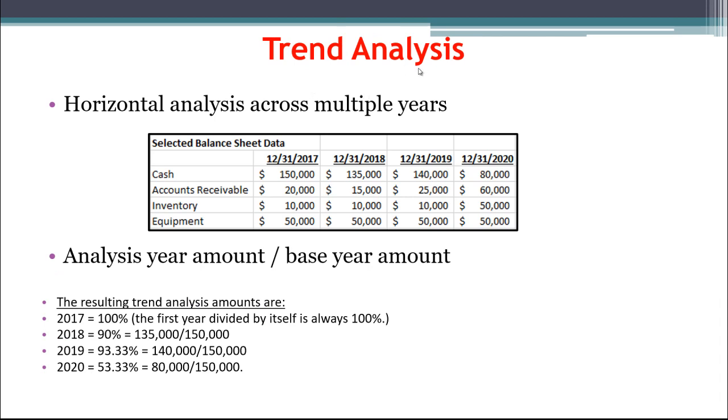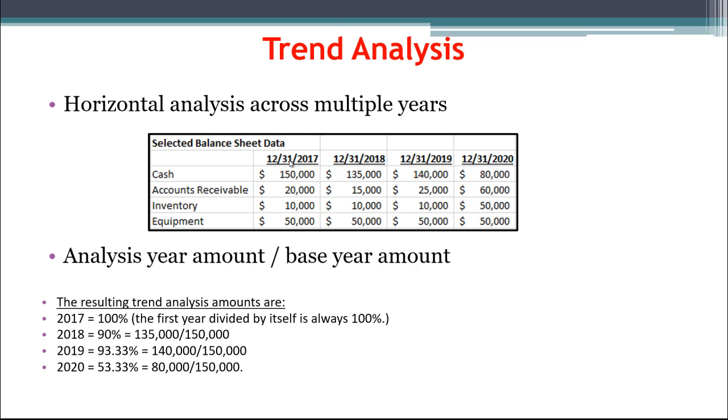Trend analysis is where we're comparing across multiple years, comparing everything to that original base year, the earliest year we have listed in our chart. So here, everything is going to be compared back to the 12/31/17 numbers. So it's the same basic calculation, though. We would be taking 1 year, like in this case.